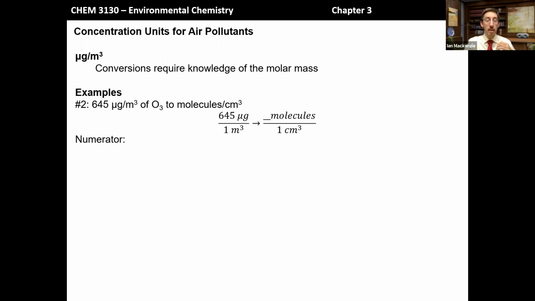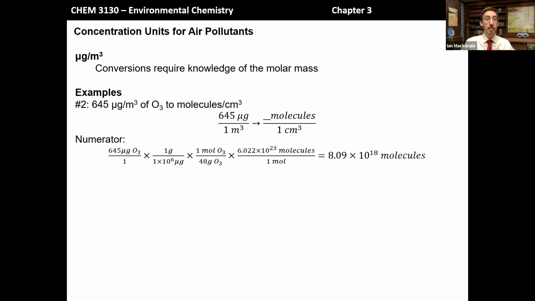So numerator, micrograms to molecules. Well, I have to go from micrograms to grams, and grams to moles using the molar mass, and then moles to molecules using Avogadro's number. I plug all of that in, and I come out with 8.09 times 10 to the 18th molecules. And then meters cubed to cubic centimeters, that's really a very simple conversion.